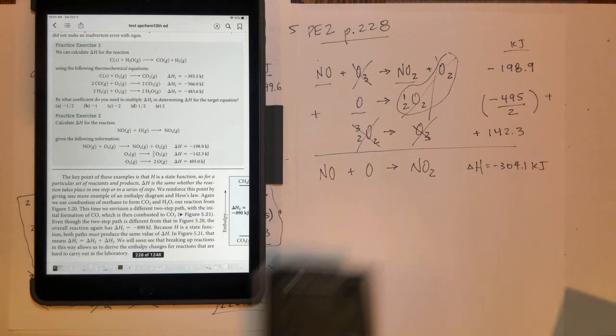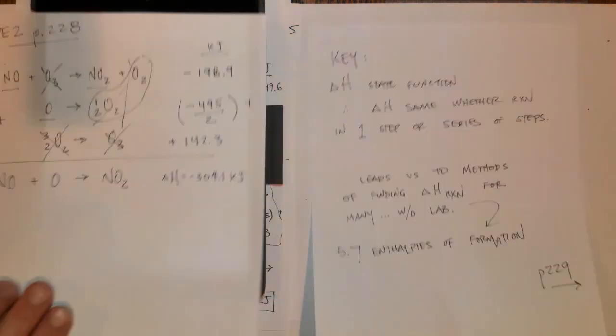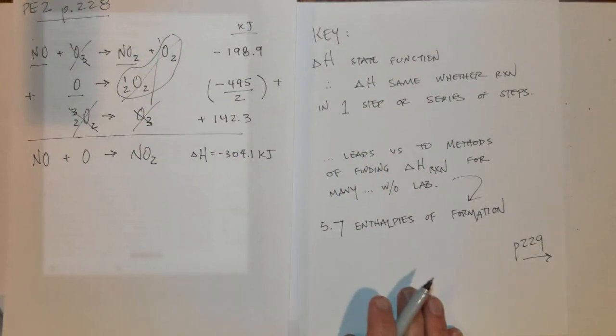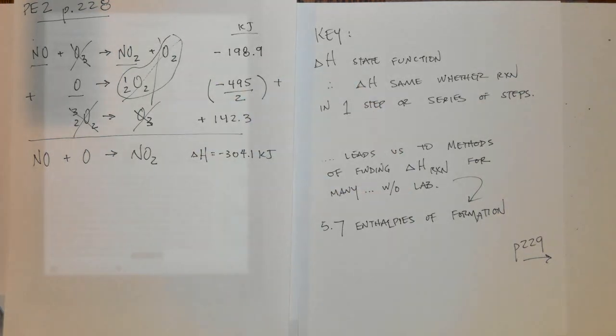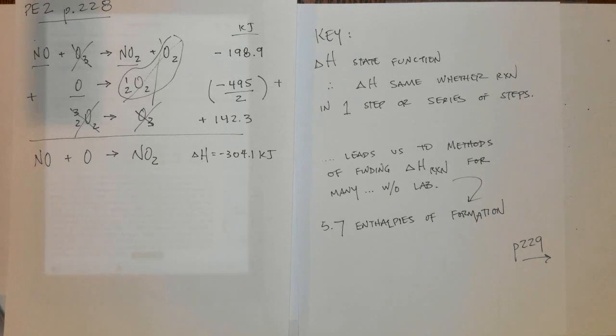All right, so the key of Hess's law is that enthalpy is a state function. Therefore, enthalpy is the same whether the reaction is done in one step or a series of steps like this. This will lead us to methods of finding delta H, or enthalpy of reaction, for many other reactions without using the laboratory. And in section 5.7, we'll see how we can devise these enthalpies of formation to calculate the enthalpies of many other reactions.